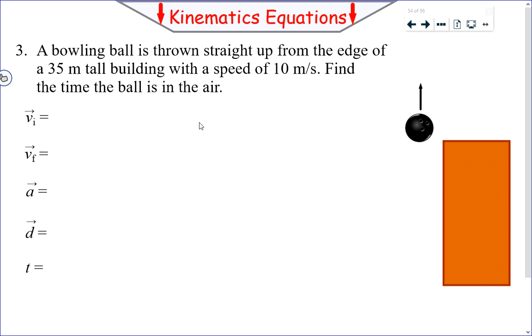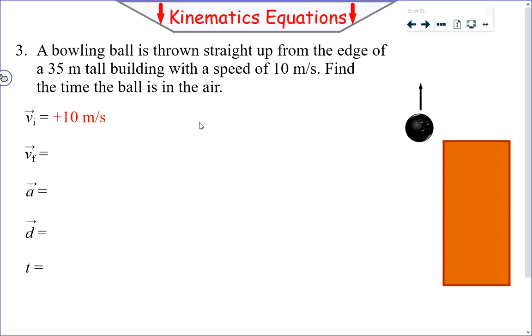Question number 3. A bowling ball is thrown straight up from the edge of a tall building. It's 35 meters tall. With a speed of 10 meters per second, find the time the ball is in the air. So this is where things got more complicated. This is a very specific type of question that you need to get used to figuring out. And number 4 is going to be the same kind of thing.